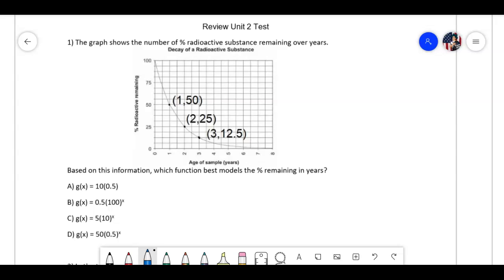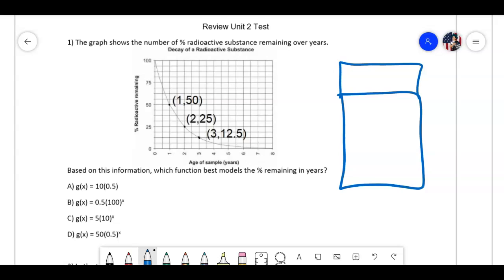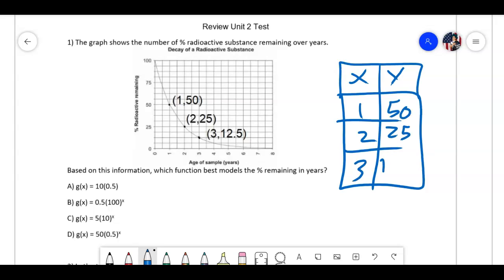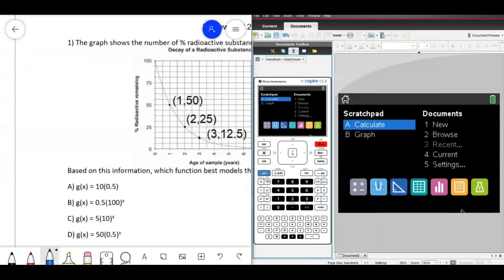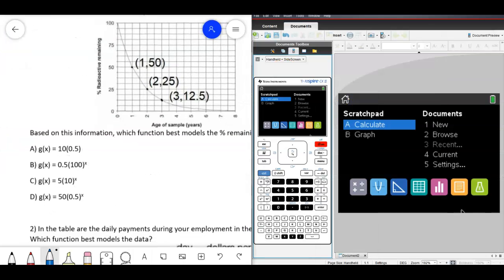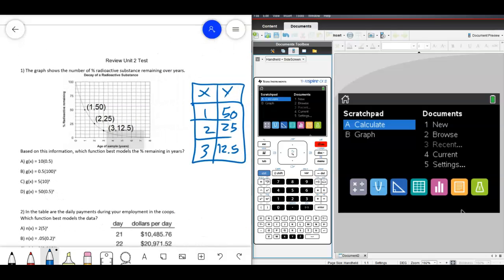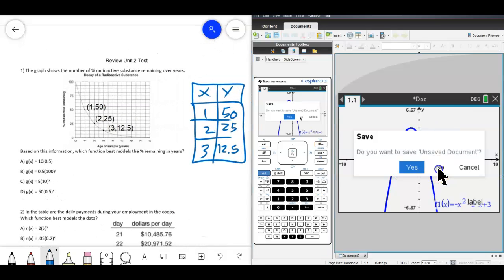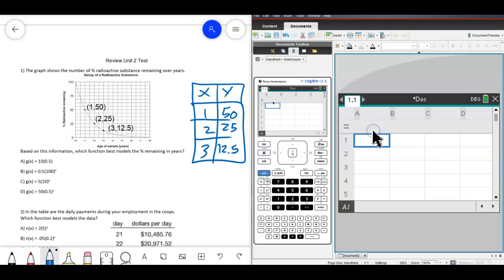For the review, Unit 2, the graph shows the percentage of radioactive substance remaining over years. If they give you points, I would suggest that you put them into a table of X and Y. So you've got 1, 2, and 3, and 50, 25, and 12.5. Now you can take that over to the calculator, go to spreadsheets, which is number 4.